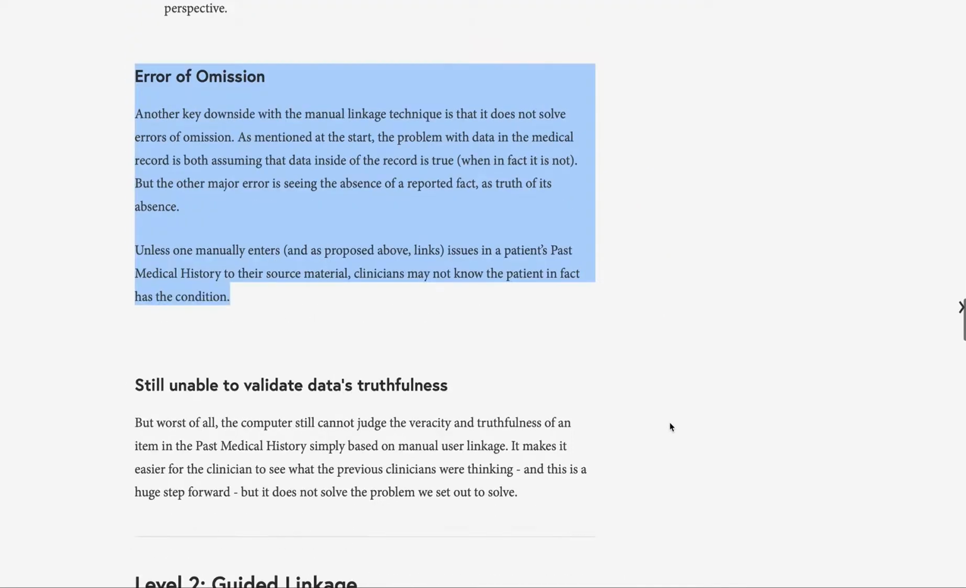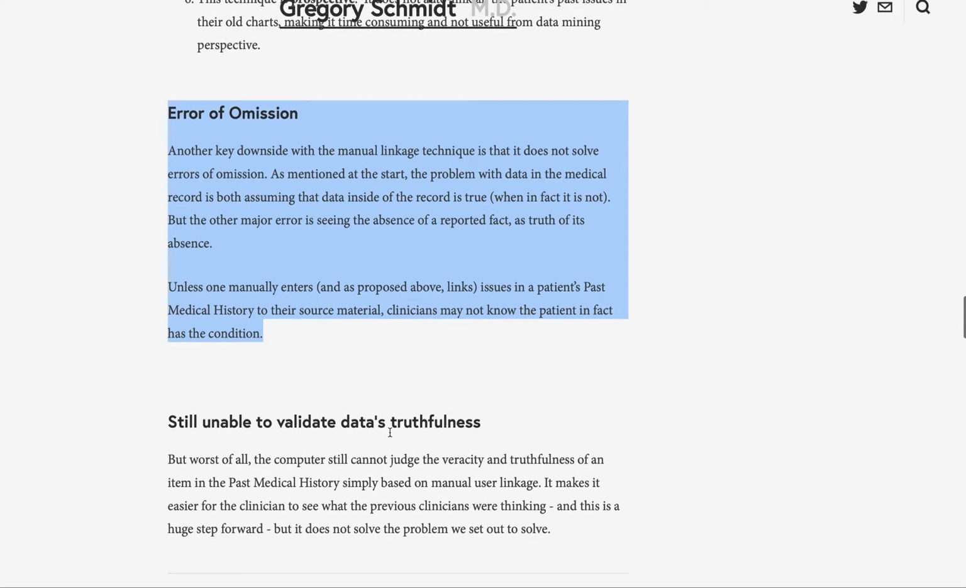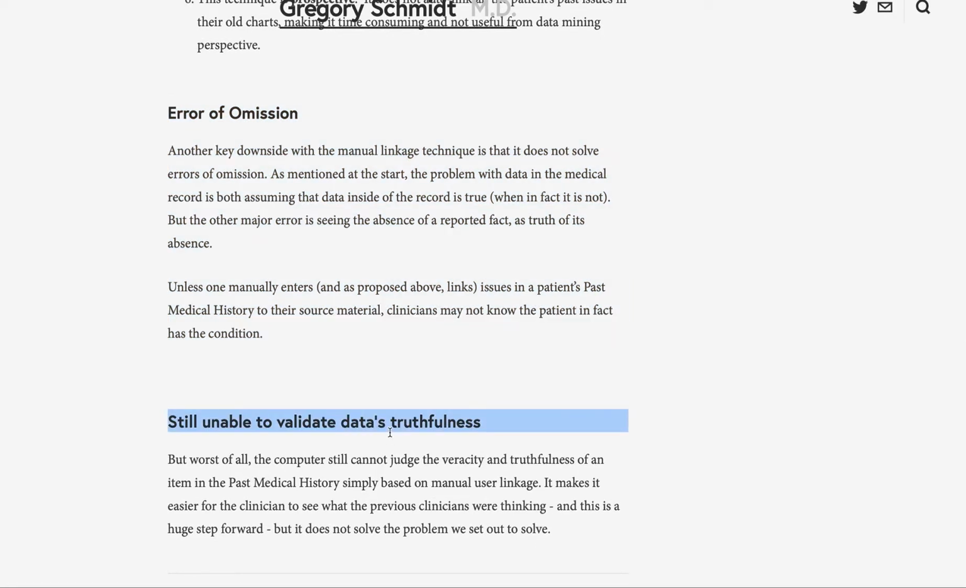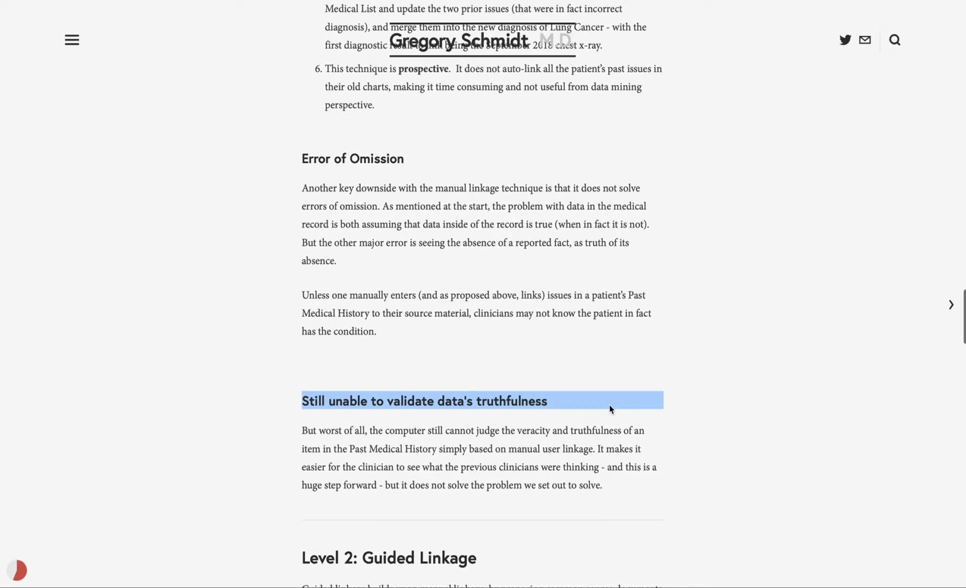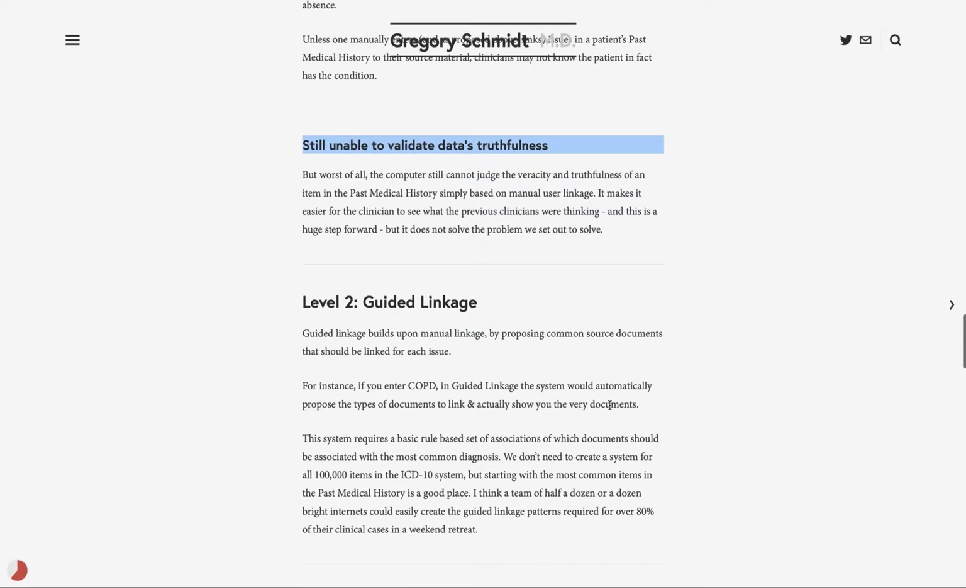And as I mentioned, finally, the big problem with this manual linkage is that we still can't validate a data's truthfulness in an automated way in the computer, because it's the clinician who is looking at the issue in the past medical history and comparing it to the supporting data and making their own assessment on whether that data supports the claim or not. We'll move up now into level 2.